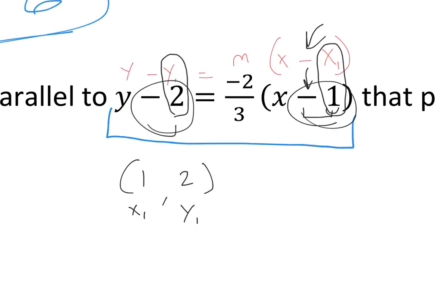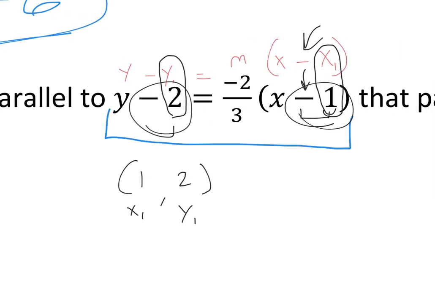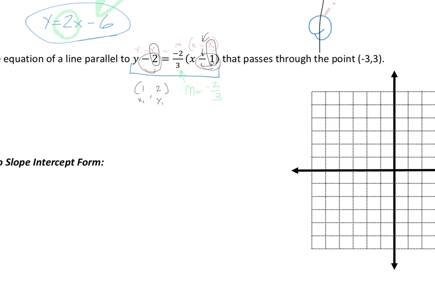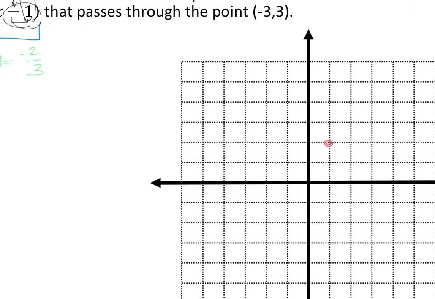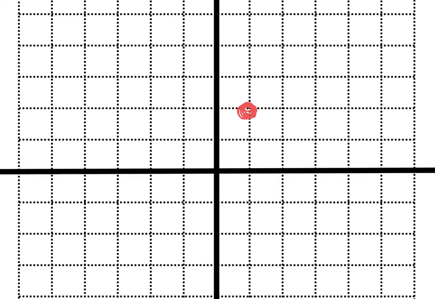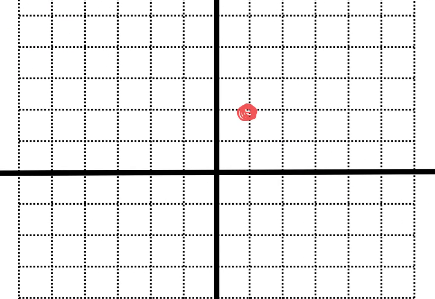Okay. So there's the coordinate point for this line, and then here's our slope. So to graph this equation that they gave us, I don't have a y-intercept, but that's okay. I have a coordinate point to start with. It is 1, 2. And then our slope is negative 2/3, which will be starting from this point.